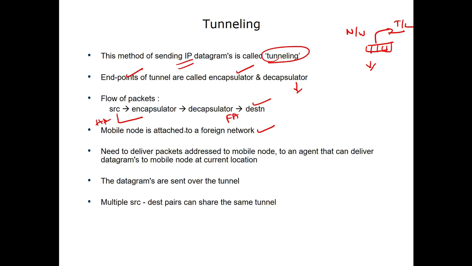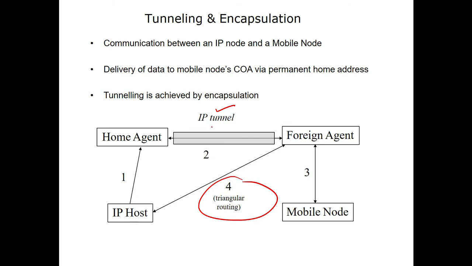The mobile node is attached to the foreign network, and the need for tunneling is to deliver the packets addressed to the mobile node to an agent that can deliver the datagrams to the mobile node at its current location. Since it is moving, we need to keep track of the location. The datagrams are sent over the tunnel, and multiple sources which will receive the destination paths can share the same tunnel. So next is a concept which explains tunneling and encapsulation.